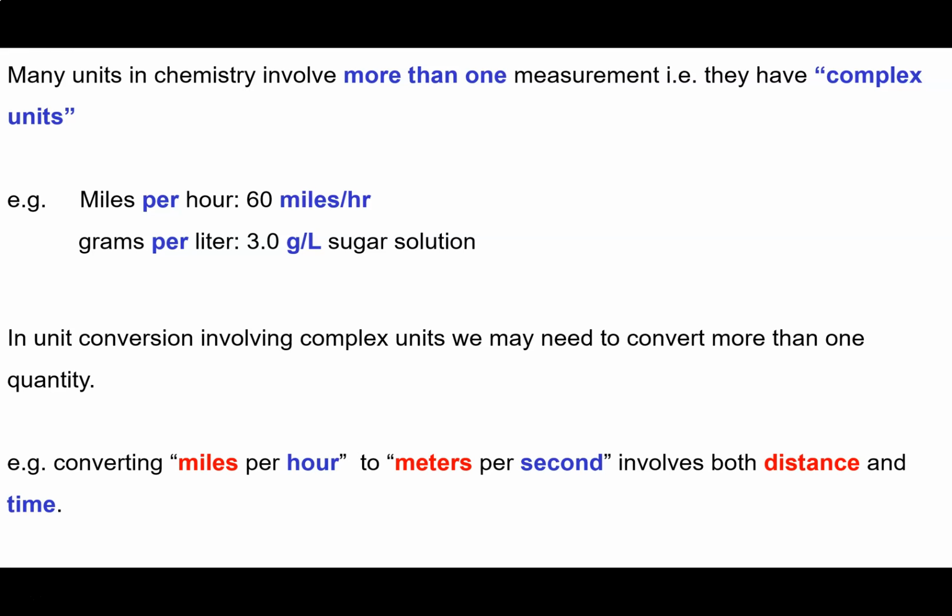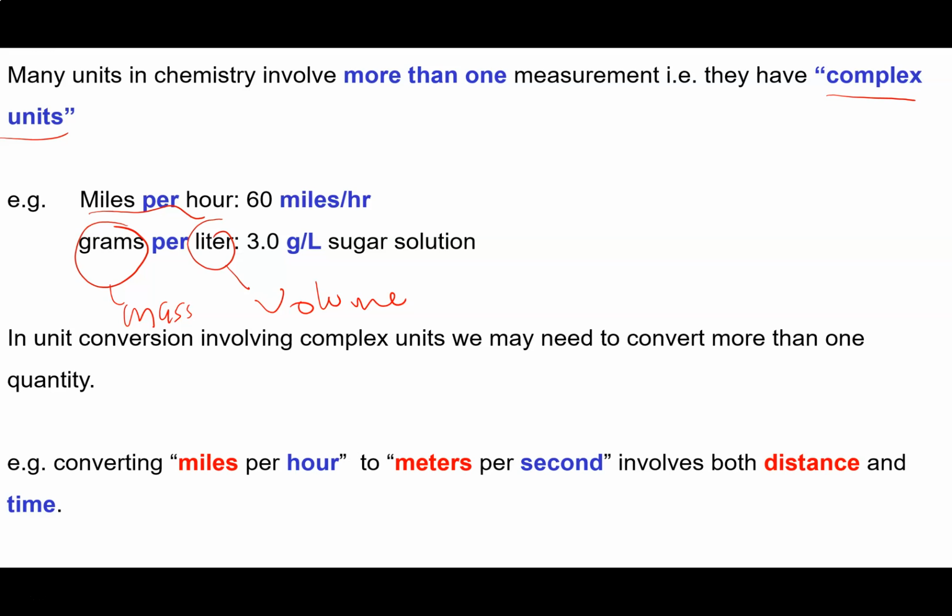So a lot of units in chemistry involve more than one quantity combined together to give what you might call a complex unit. A good example would be a speed, which contains units for both length and time, or a concentration, which contains units of amount, in this case in terms of mass, in a given volume, right?